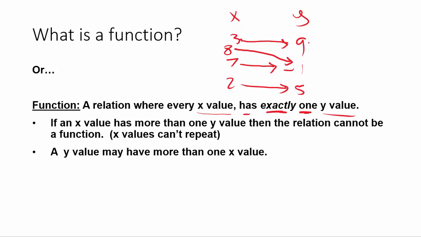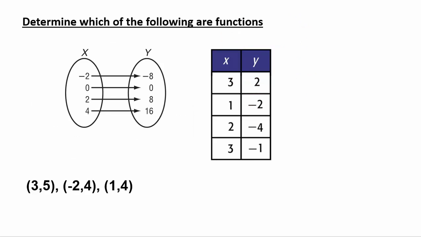So if you put in a 3, you get a 9. If you put in an 8, you get a -1. If you put in a 7, you get a -1. If you put in a 2, you get a 5. That's predictable. As soon as we have something like this where we have another number, well, now if we put in a 2, we don't know if we're going to get a 0 or a 5, so that would not be a function anymore.